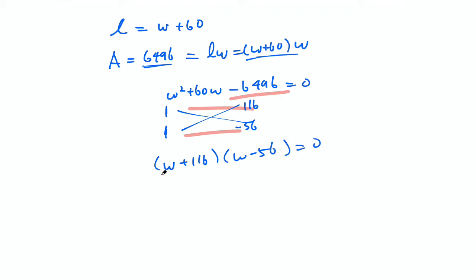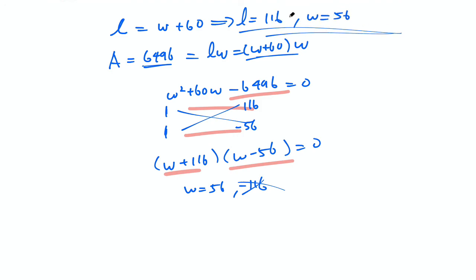Right? And this is equal to 0 if this or this is 0. So we get 56 or negative 116. But the width cannot be negative, so this is our solution. So if the width is 56, this tells me then the length is going to be 56 plus 60. Right? So that's going to be just 116. Okay, so then we have this to be our dimensions. Of course, they're in meters.